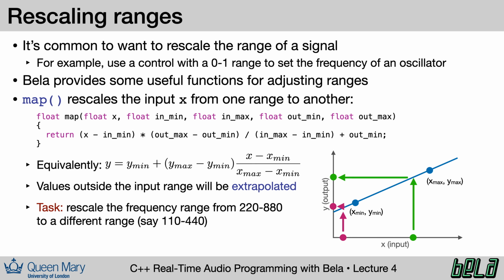So why don't you try this now? In the sine slider example, try using the map function to remap the range of frequencies. Instead of being from 220 to 880, map it to some other sort of range, for example 110 to 440. Pause the video here, give that a try, and then we'll look at it.